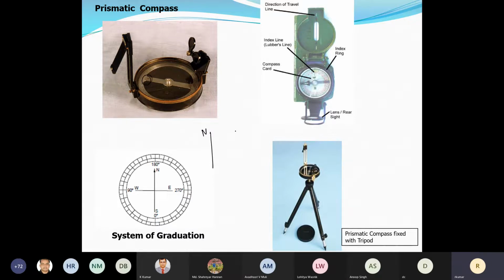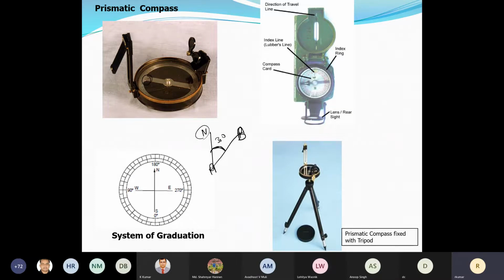Now suppose your survey line is this, A to B. What is the horizontal angle between these two? This is called bearing. In survey terms, this is the magnetic bearing. If I say this is 30°, then the magnetic bearing of line AB is 30°. It means it is making an angle of 30° from the magnetic north. This is the use of the prismatic compass.